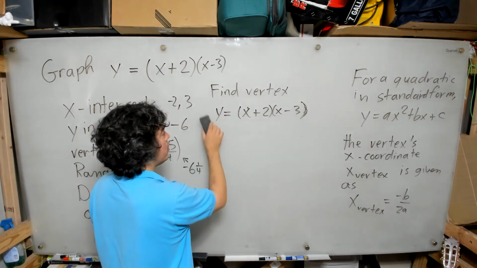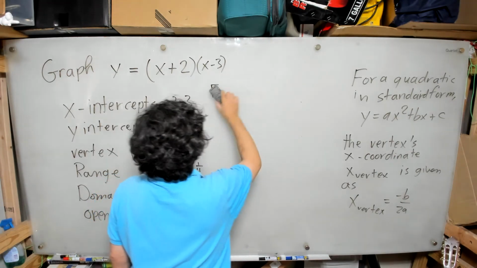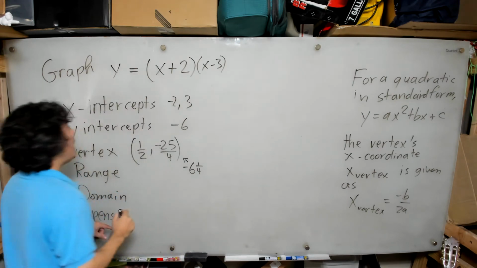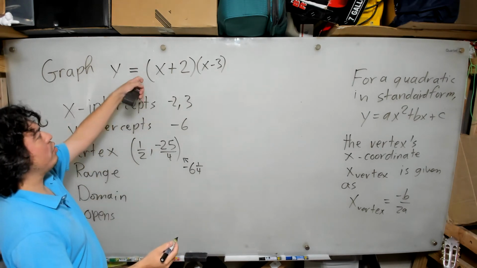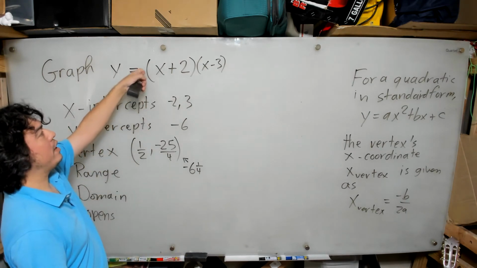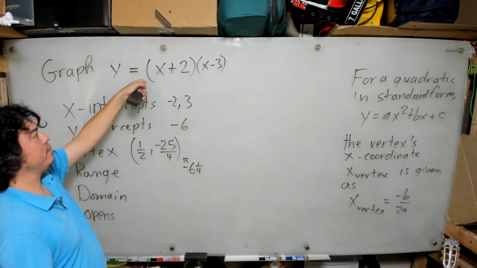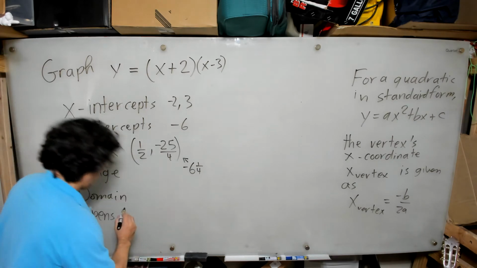Okay? So now we have found the vertex. Now, does it open up or down? We saw, when we wrote it in factored form, that this a is 1. It's +1 in this case. And so it must open up, okay?